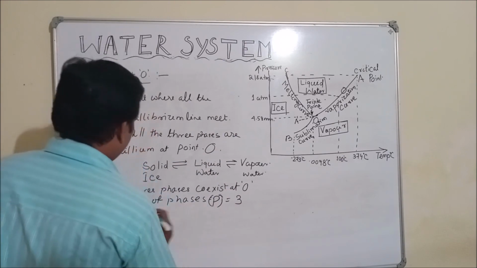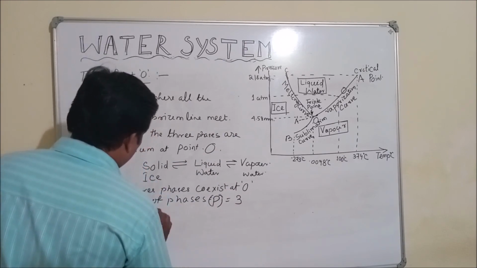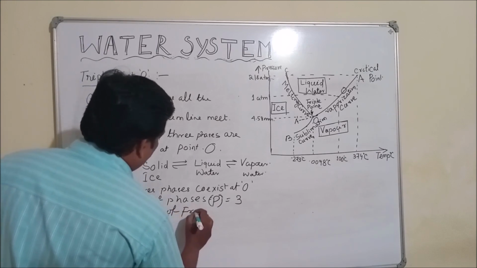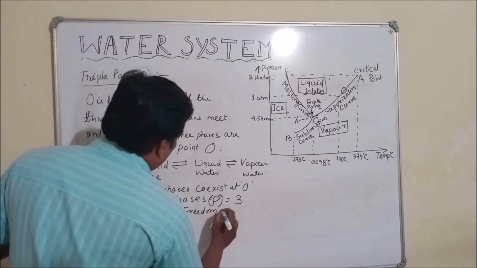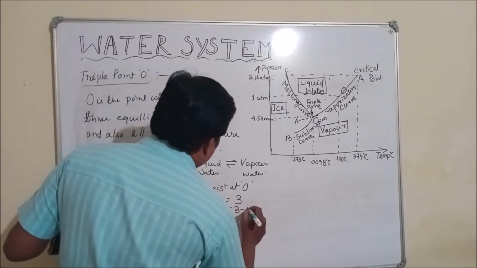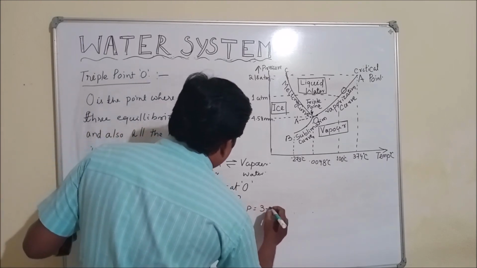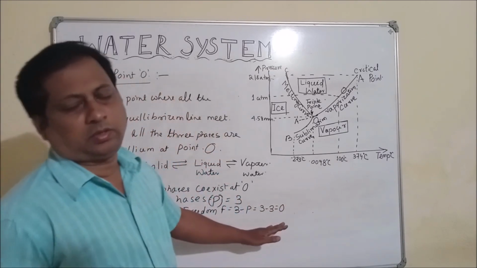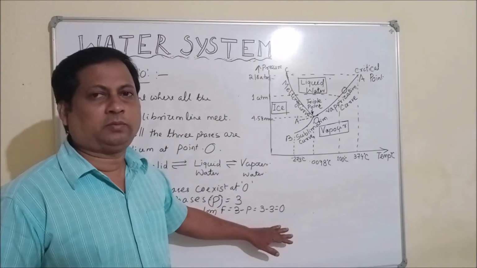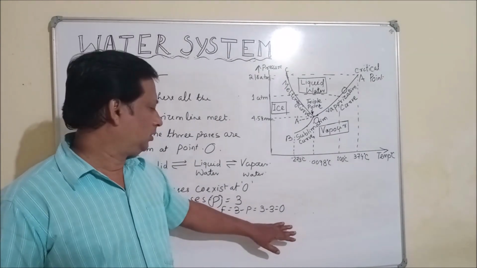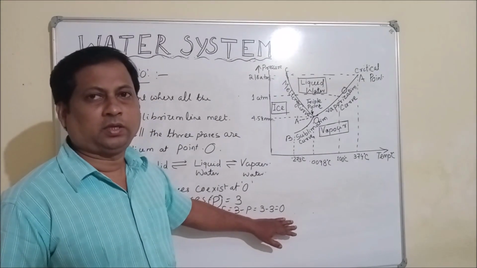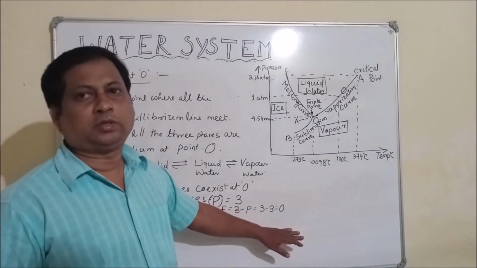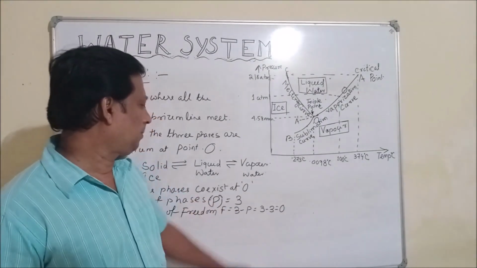So if the number of phases is 3, what will be the degrees of freedom? Degrees of freedom is equal to 3 minus 3. So 3 minus 3 equal to 0. So this was the earlier equation which I just started from the beginning, which we have already discussed. So it becomes 0. Okay. So already we have discussed here at this point. So degrees of freedom becomes 0.